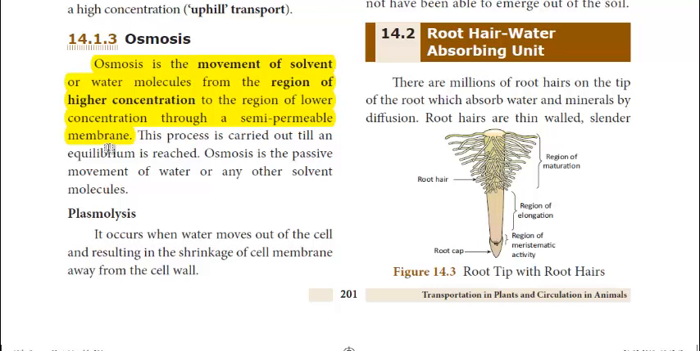அதான் பெர்மியபிள். What is semi-permeable membrane? It refers to a membrane which allows only certain molecules. So it is called a semi-permeable membrane. And this process is carried out till an equilibrium is reached.